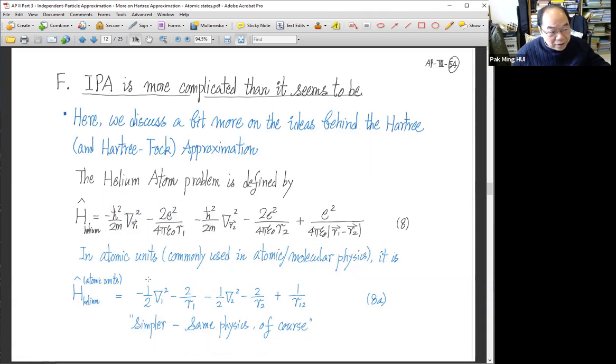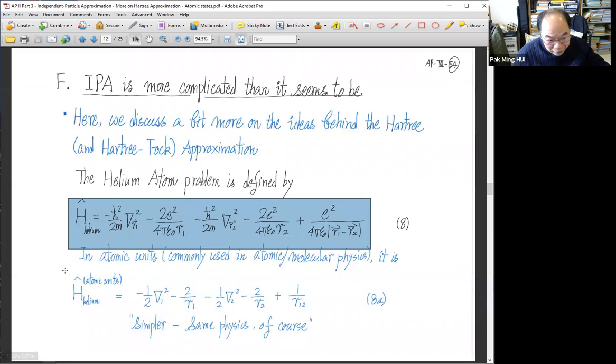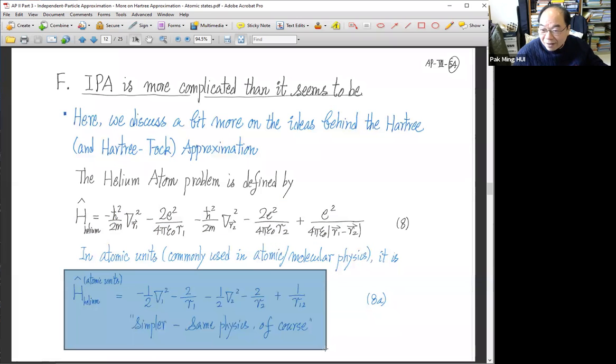In atomic units, now I have an appendix post, because if you are serious about atomic and molecular physics, then atomic units are commonly used. So in atomic units, we measure distance by the Bohr radius, energy by Hartree, and then you can rewrite a rather complicated Hamiltonian to look slightly simpler. Or the charge is measured by the electron charge, so e is 1 unit, okay? So it's the same thing, same physics, of course, but in different units.